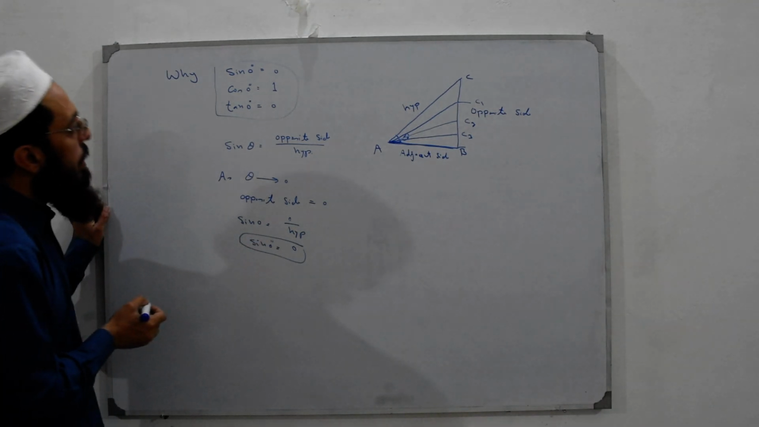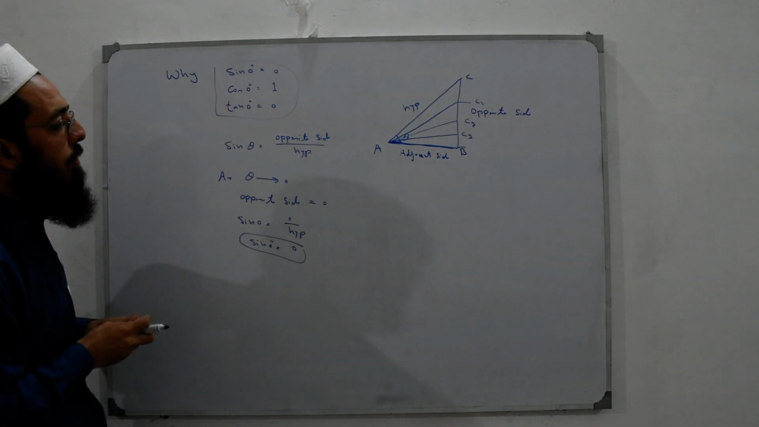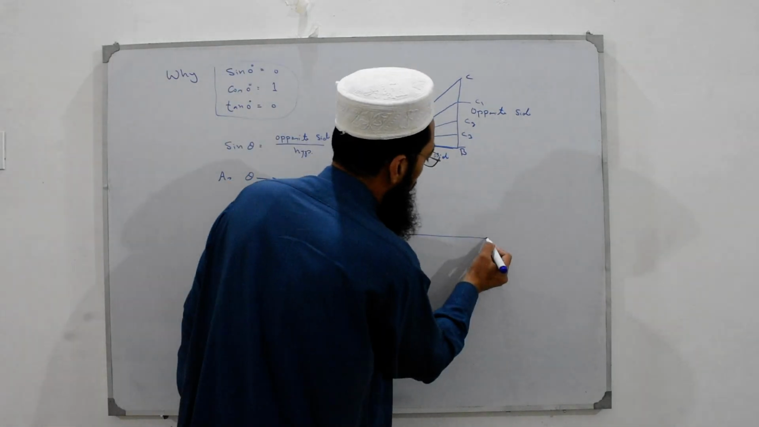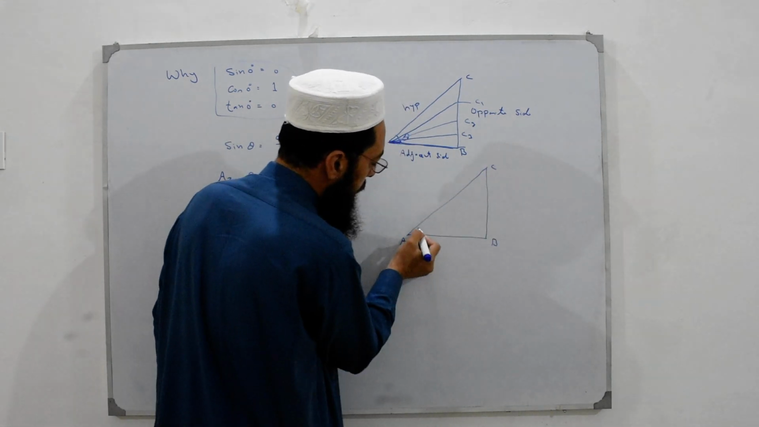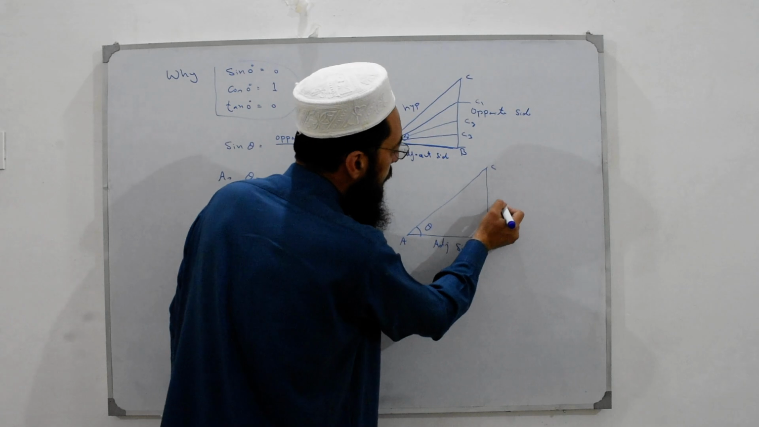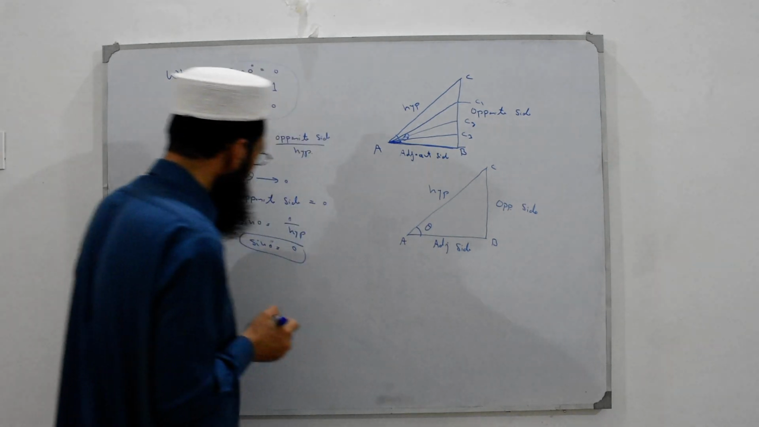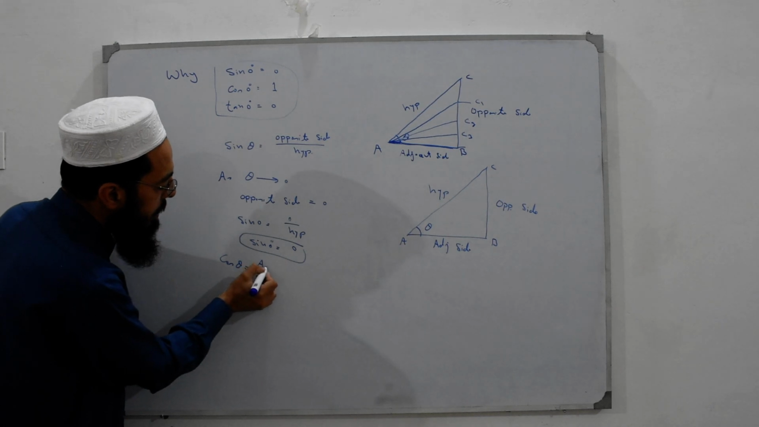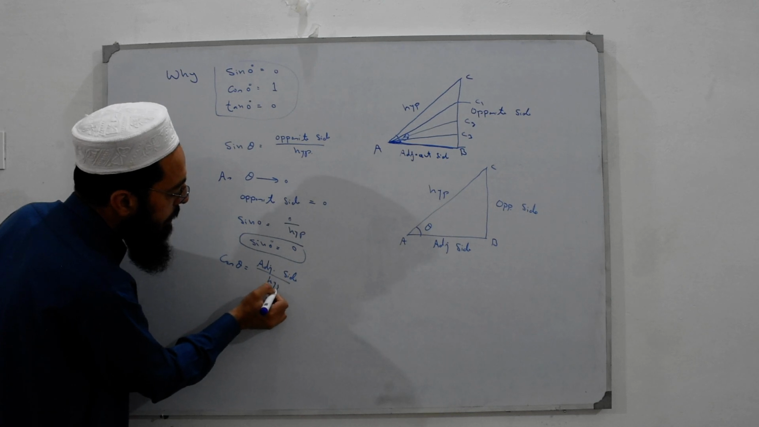Now we will prove why cos 0 degree is equal to 1. By the same way we prove cos 0 is equal to 1. Again we take right angle triangle ABC. This is angle theta. This is the adjacent side. This is the opposite side. And this is the hypotenuse. From trigonometric ratio, we know that cos theta is equal to adjacent side divided by hypotenuse.